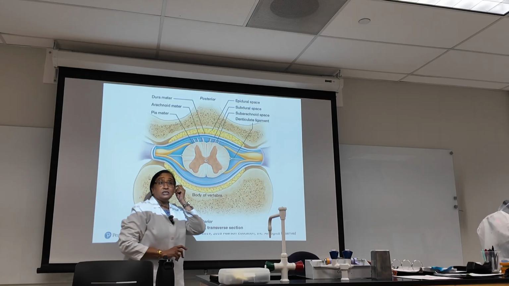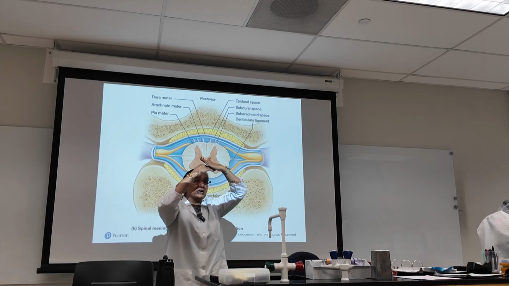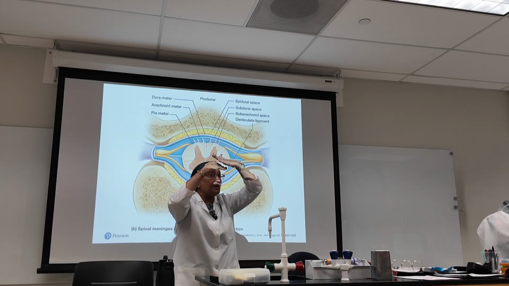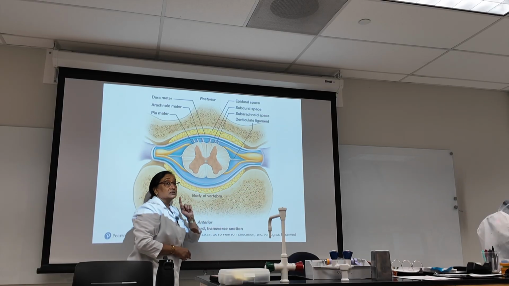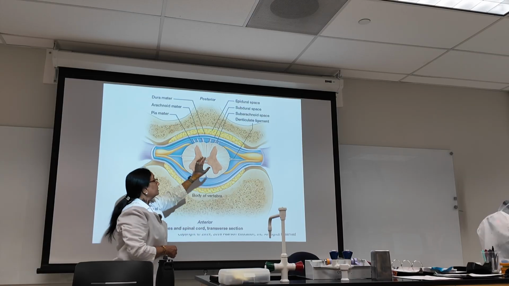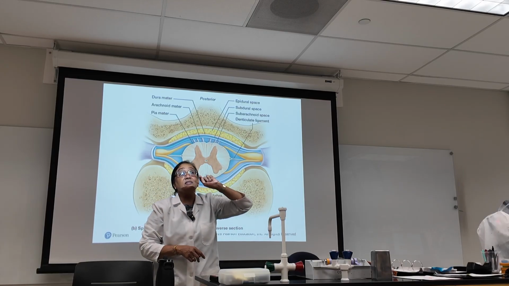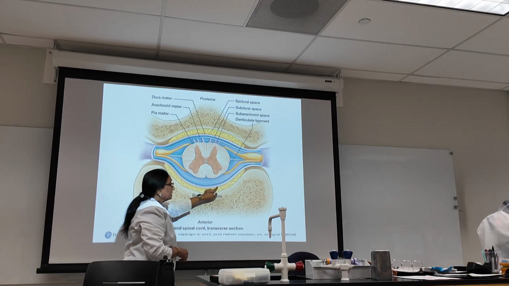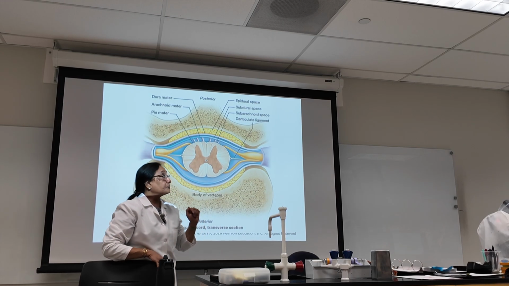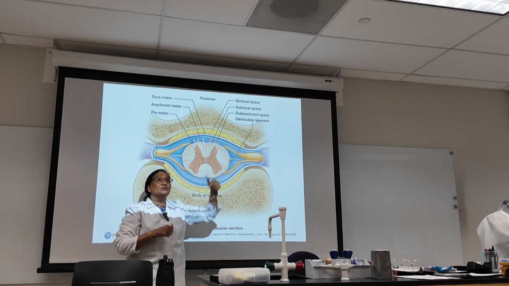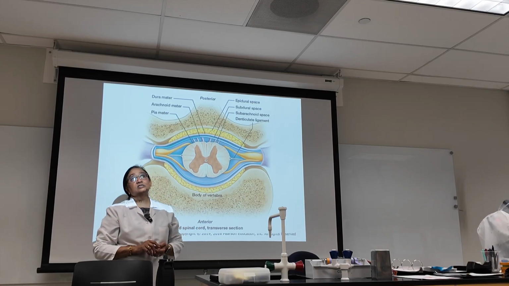The only difference here is that in the brain, the dura mater is stuck to the underside of your skull bone, so there is no space between the skull bone and the dura mater. But in the vertebral column, you see that there is a space between the dura mater and the bone, and that region is filled with fat. That's why you see this yellow color. This is called the epidural space. This is where epidural anesthesia is given. The injection is given into the epidural space.